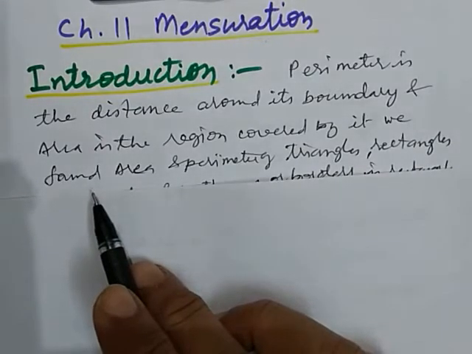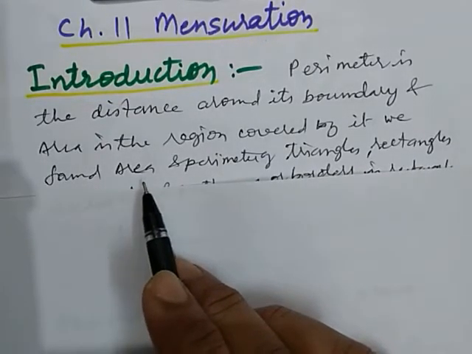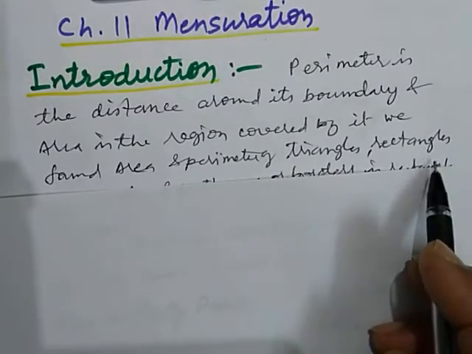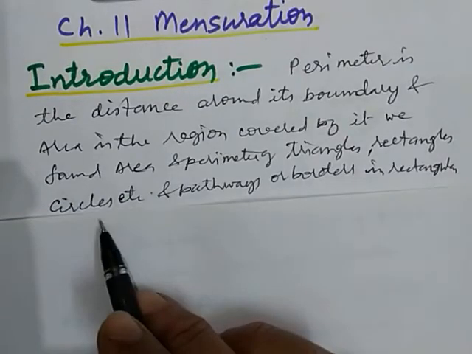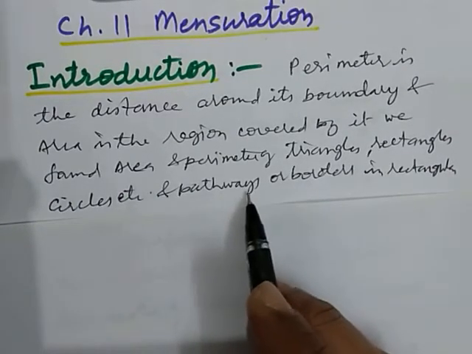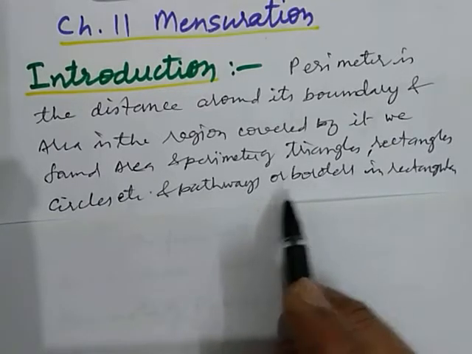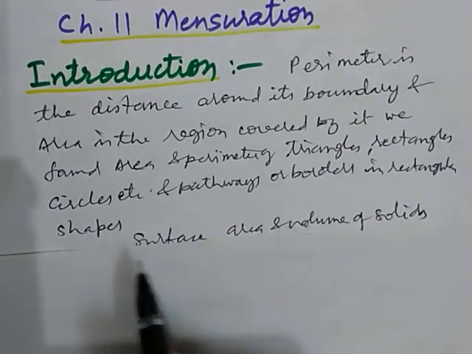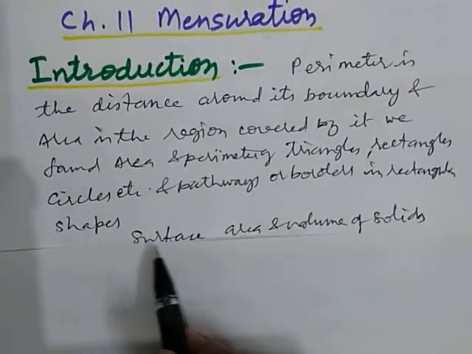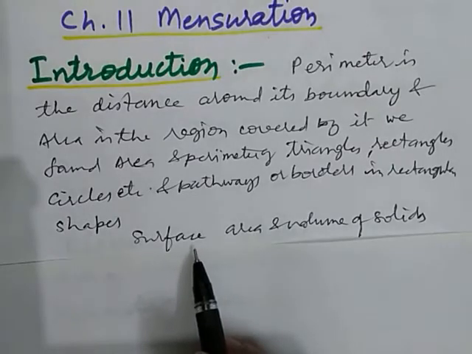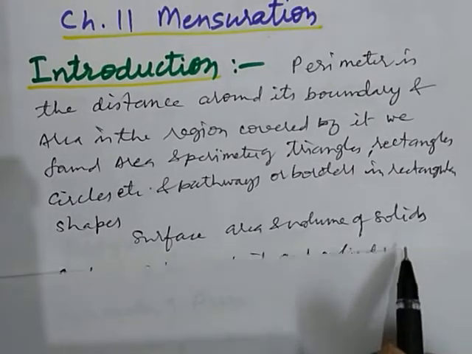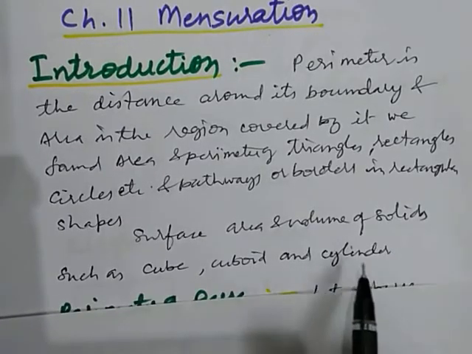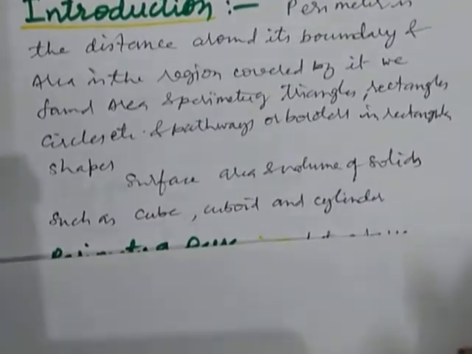We learned area and perimeter of triangles, rectangles, circles, etc., and pathways or borders in rectangular shapes. Okay? And we learned surface area and volume of solids such as cube, cuboids and cylinder in mensuration. Okay?